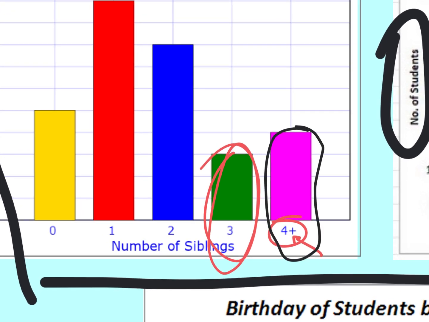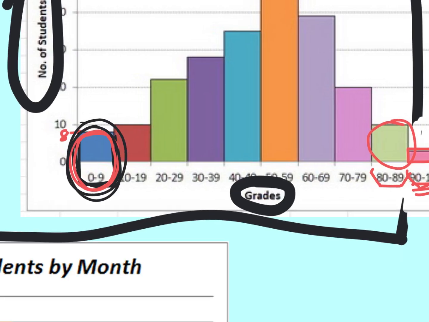This is representing the people, not kids, sorry, people who have 3 siblings or more. Nope, this is or more. This one's just 3 siblings. All right, so the point is that these over here are groups. They're a set of a whole bunch of people, like a range from 0 to 9, and there were 8 people that were between 0 and 9.